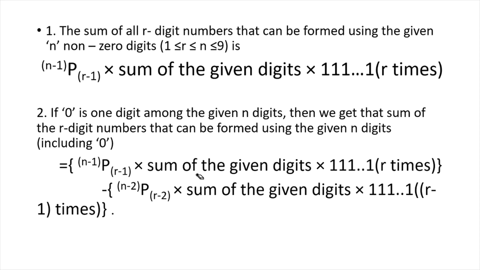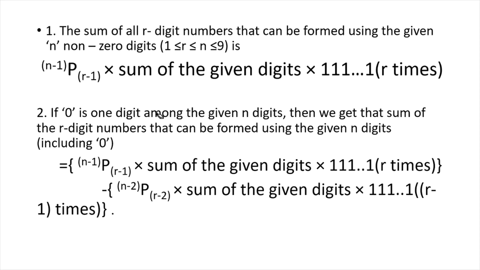And then we have these results. The sum of all R-digit numbers formed using n digits which does not contain 0 is equal to (n minus 1)P(R minus 1) times the sum of the given digits times 1111, R times. The sum of all R-digit numbers that can be formed using the given n digits in which 0 is not there is equal to (n minus 1)P(R minus 1) times the sum of the given digits times 11111, R times.